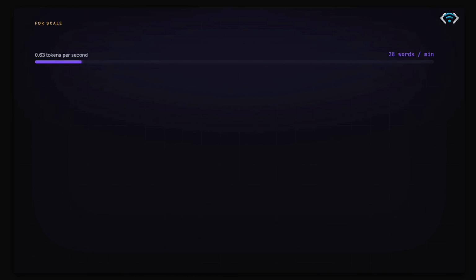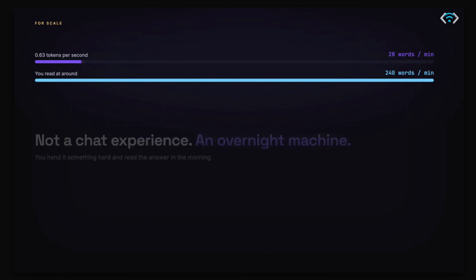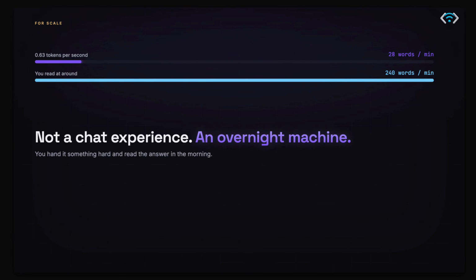For scale, 0.63 tokens per second is roughly 28 words a minute. You read at around 240. This is not a chat experience, and nobody involved pretends it is. It's an overnight machine. You hand it something hard and read the answer in the morning.